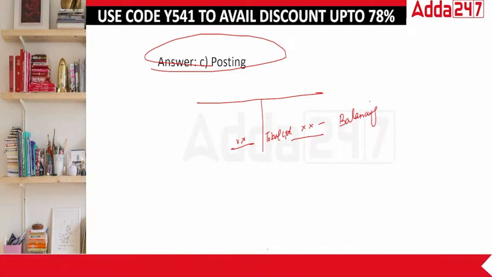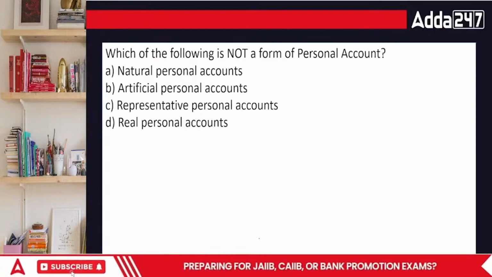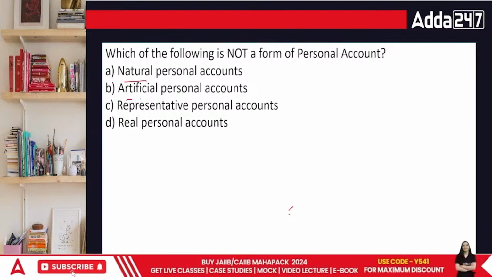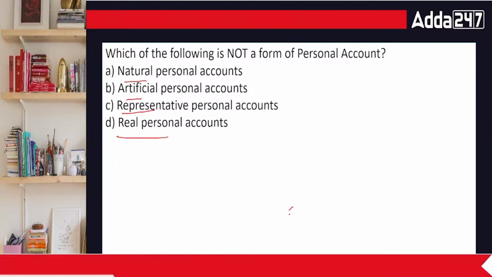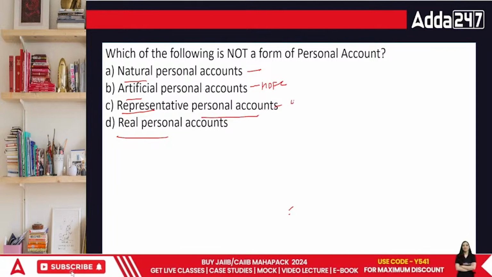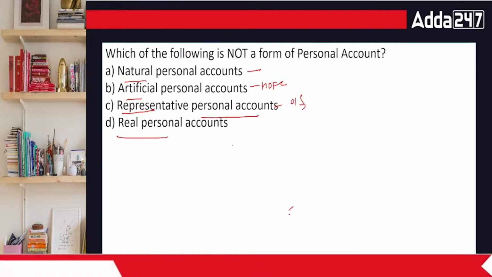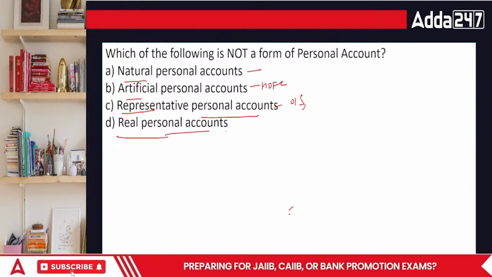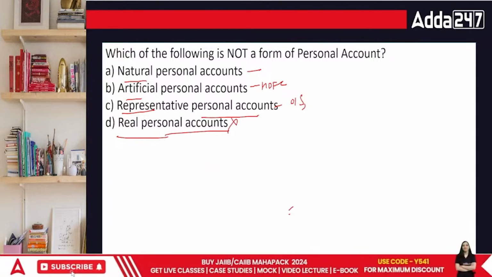Last question for the day. Which of the following is not a form of personal account? Natural personal, artificial personal, representative personal, or real personal accounts? Natural, you and me. Artificial, HDFC. Representative personal accounts, outstanding expenses, prepaid expenses. The last answer is real personal accounts. There is nothing called this. There is a real account or personal account.